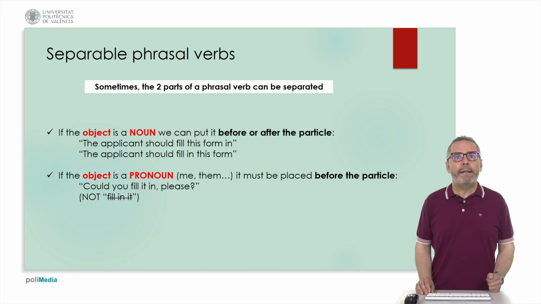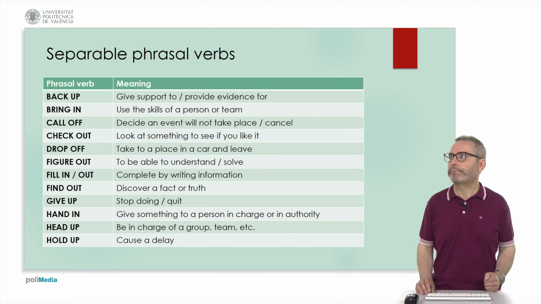We'll start with separable phrasal verb patterns. Sometimes the diverse parts of a phrasal verb can be separated. If the object is a noun, we can put it before or after the particle, it doesn't matter. "The applicant should fill this form in," or "The applicant should fill in this form." But if the object is a pronoun, such as me, them, etc., it must always be placed before the particle. "Could you fill it in, please?"